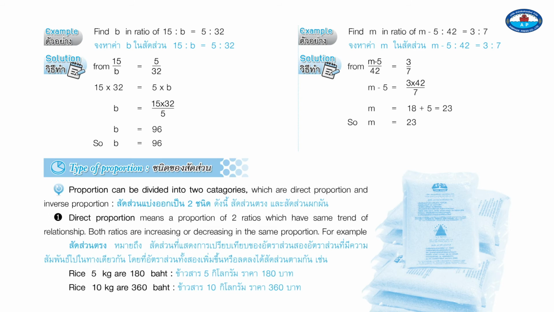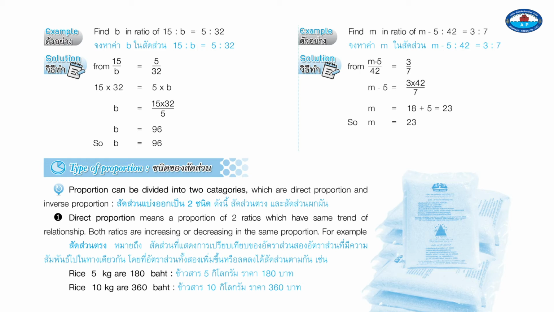Type of proportion. Proportion can be divided into two categories, which are direct proportion and inverse proportion. 1. Direct proportion means the proportion of two ratios which have the same trend of relationship. Both ratios are increasing or decreasing in the same proportion.